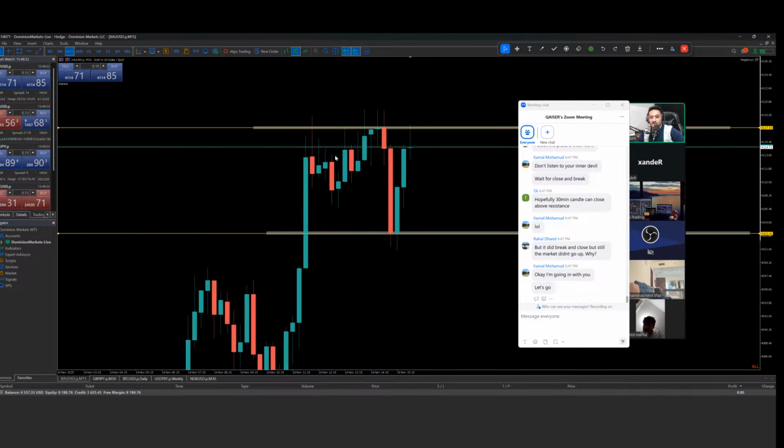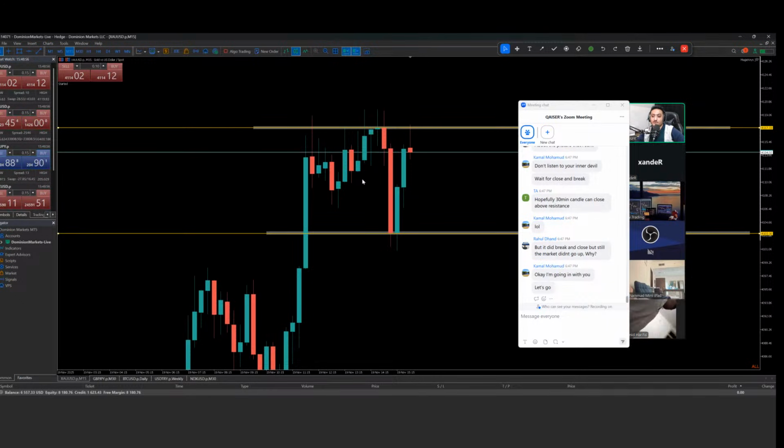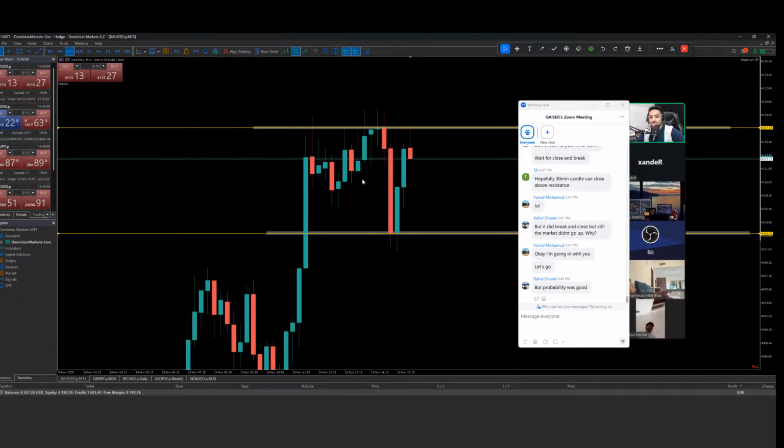Don't worry. But it broke and closed, but still the market didn't go up. Why? I'm not a market maker, Mr. Rahul. We are retail traders. We work with probabilities. If things work out, that will be great. We are going to make some money. If it never works out how we wanted to see, then we need to manage the risks. That's all we can do. How we can lose less, then we need to take that decision.